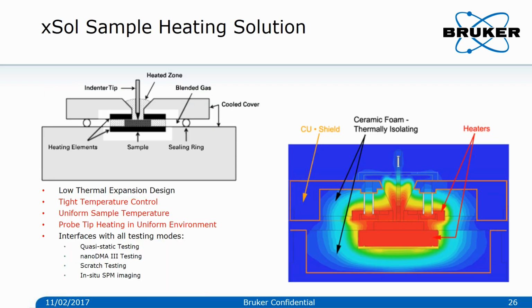In the following slides, the exhaust stage will be used to control the temperature of the sample. The exhaust stage allows to control the tip and the sample temperature very tightly, and it generates a small microenvironment of uniform temperature that heats both the sample and the tip to allow an isothermal contact. The uniformity of the temperature in the exhaust stage is visible in the finite element model on the right-hand side.